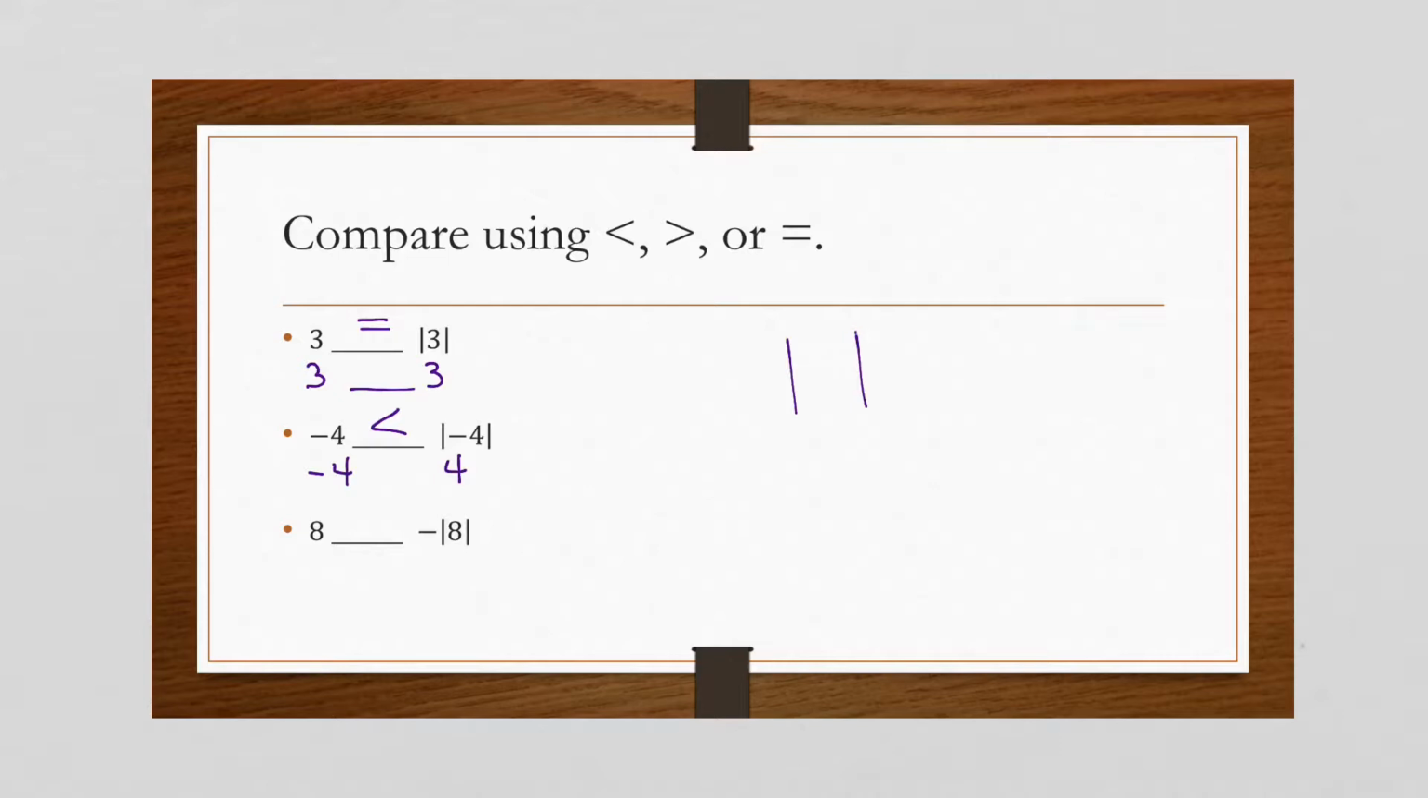All right, so now on this one I'm comparing 8. Notice how this negative sign is on the outside of the bars. So the first thing you want to do is take the absolute value of 8, which is positive 8, then multiply it times your negative. So now I'm comparing 8 to negative 8, and the positive number is always bigger.